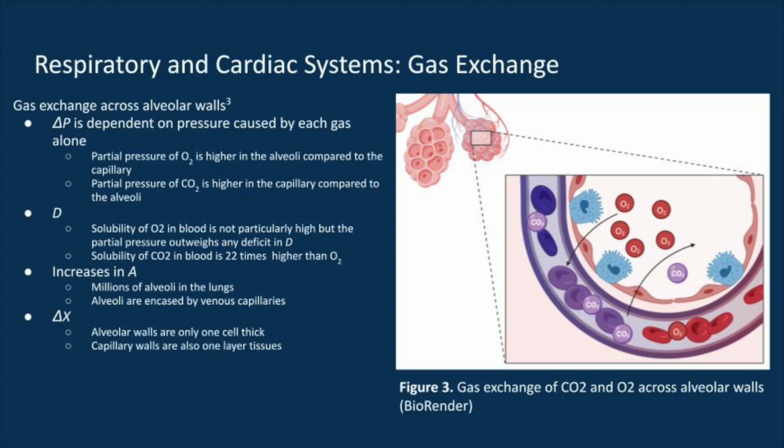Delta P is dependent on partial pressure of each gas created alone. So when looking at oxygen, the partial pressure of oxygen is higher in the alveoli compared to the capillary, so it moves from the alveoli into the capillary.